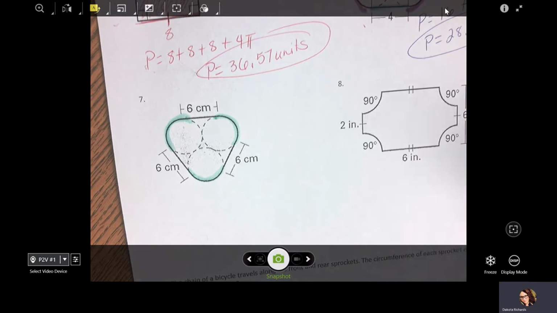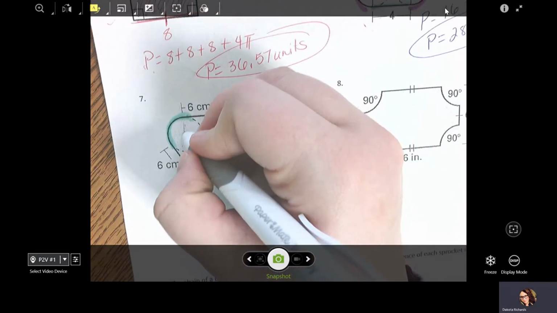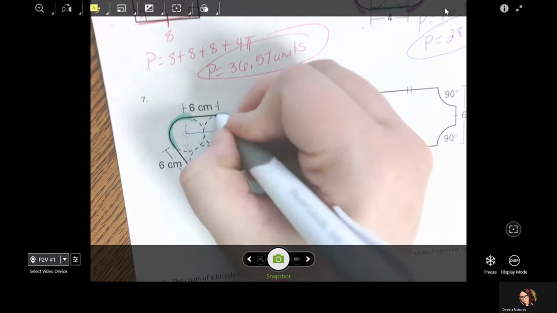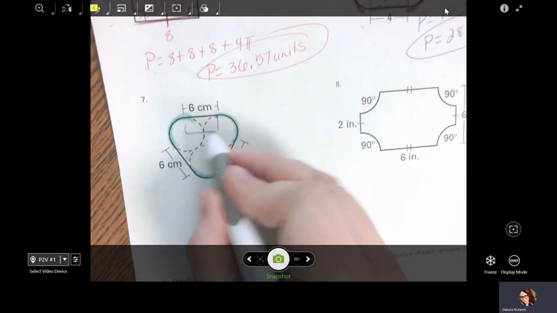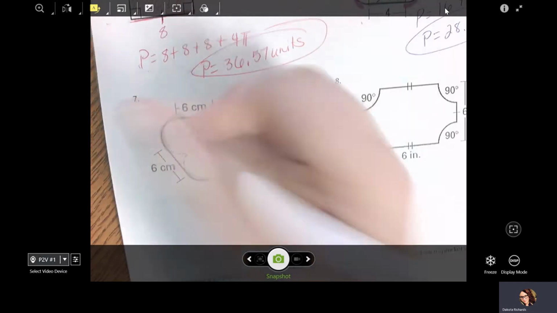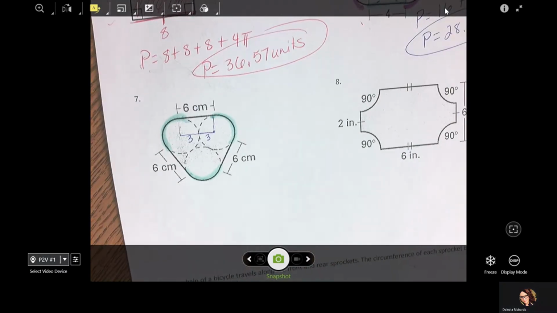If you know this distance is 6, right? Sorry, that's kind of hard to see. What would half of 6 be? So the radius is 3. Can you see how I did that?